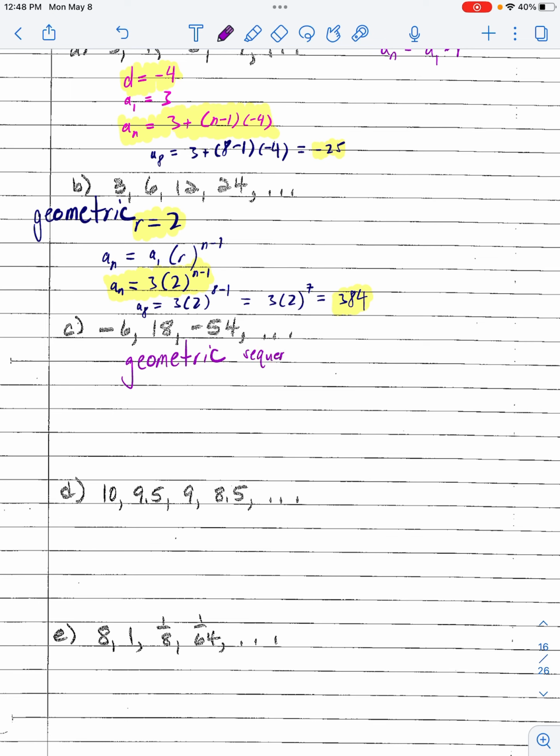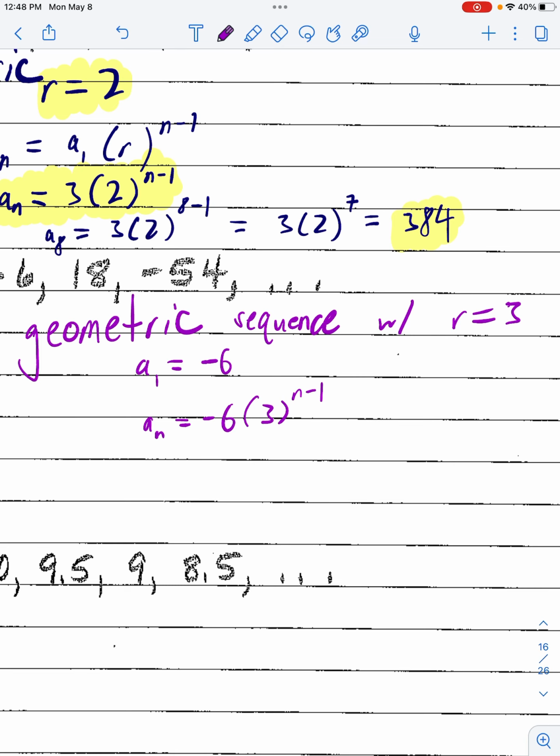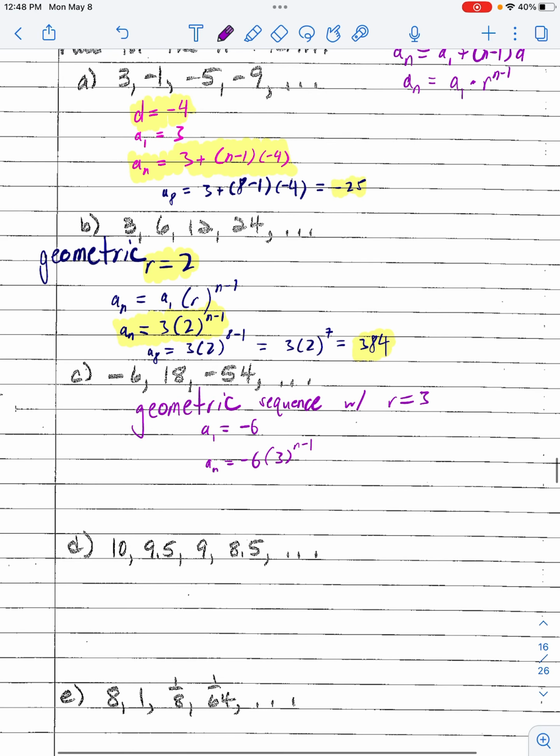Geometric sequence with r, that common ratio, the number I multiply by each time, equal to 3. And then that first term is negative 6. With just those two things, I can write a sub n equals negative 6 times 3 raised to the n minus 1. Then the eighth term is negative 6 times 3 to the 7th, which is a big number, I believe.